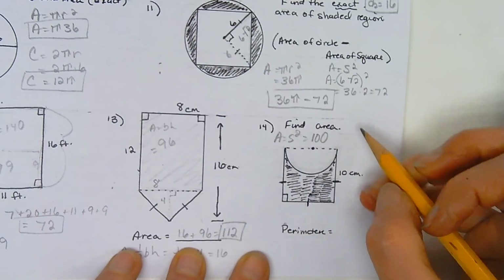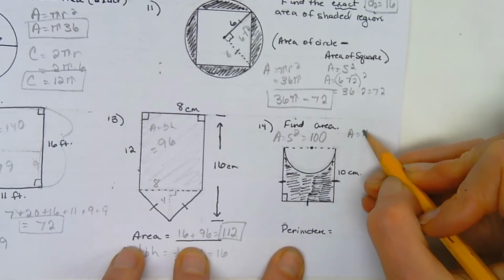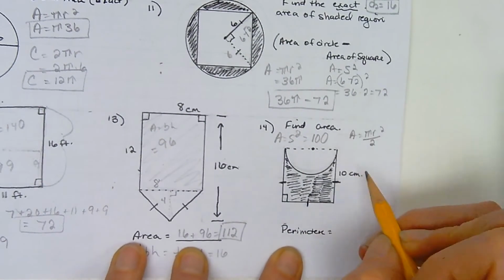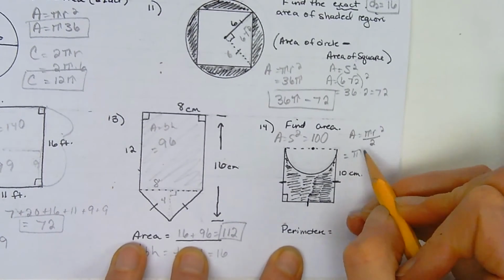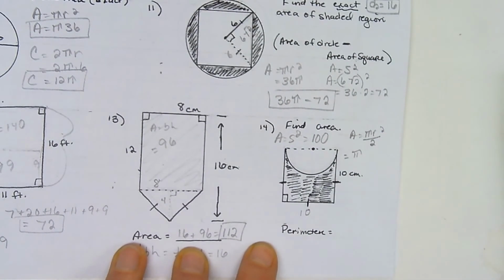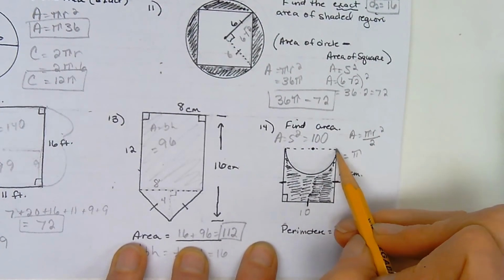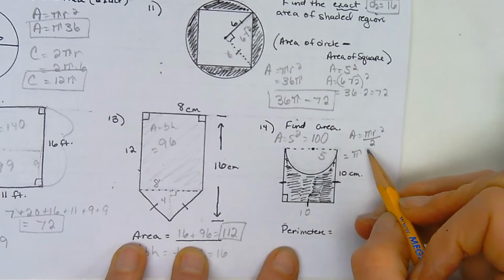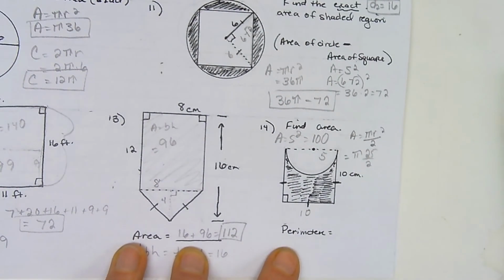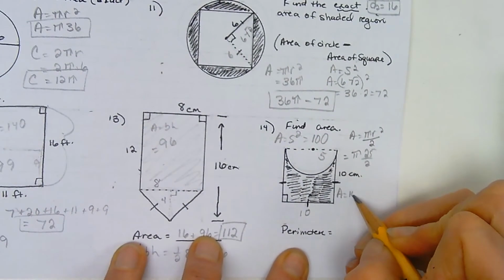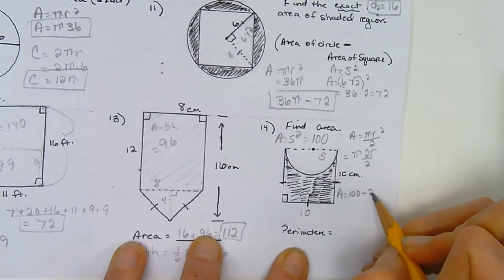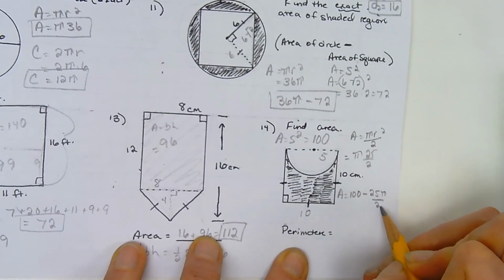The area of the circle is going to be area equals pi r squared. We're going to divide that by 2 because it's half of a circle. So pi, and what is the radius of the circle? Well, if this side is 10 and this side is 10, then the radius of this circle here is 5. So that's pi times 25 over 2. So the total area is equal to 100 minus the area of that half of a circle. That's why we have it divided by 2.